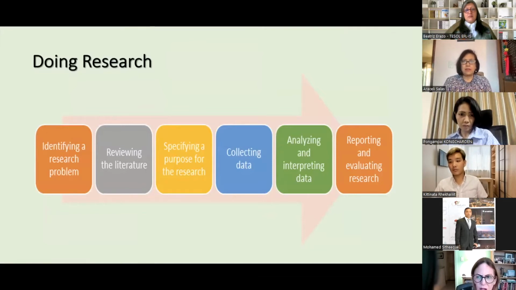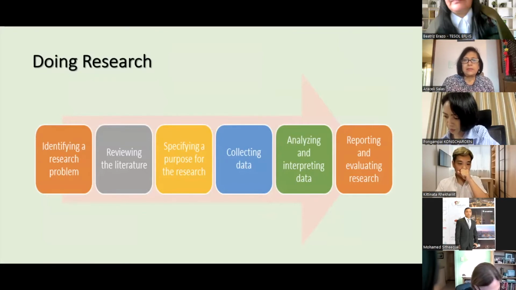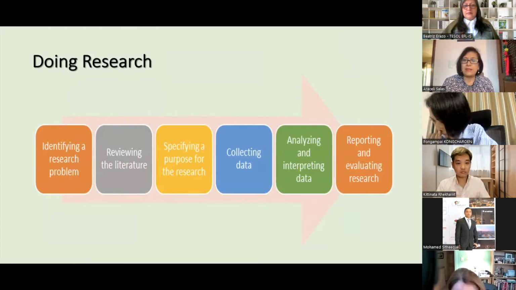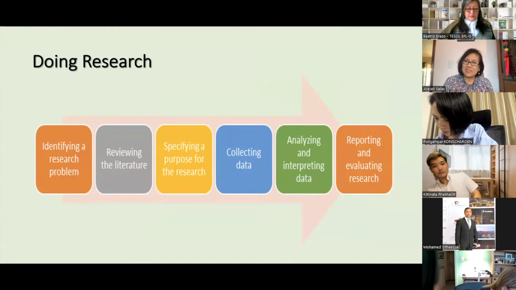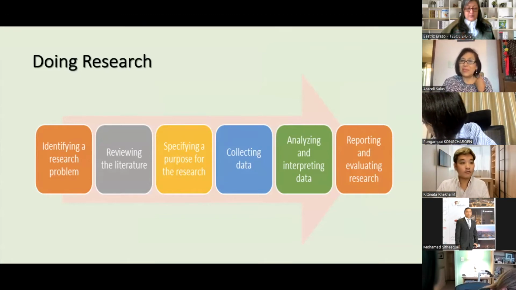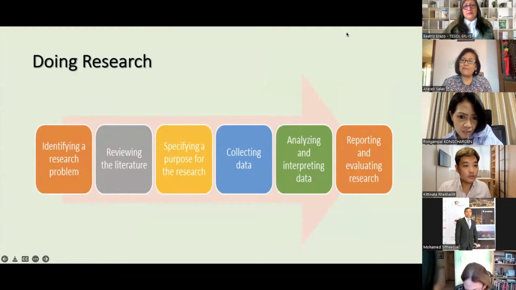Creswell, 2012, created these basic steps in order to do research. And the first step is to identify a research problem. And I know that all of us have problems, have identified situations, phenomena in our classrooms. Then, instead of just complaining, as I said, in the classroom, what we can do is to review the literature, to find an objective, a purpose, research questions for the research, collect data, analyze and interpret those data, and then report and evaluate research.